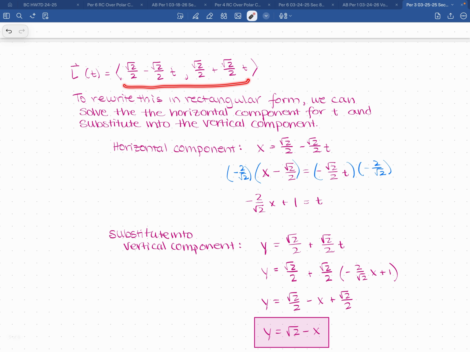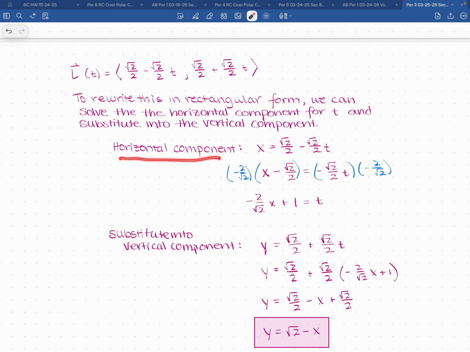Here is that vector parameterization that we just found above. Now, just think of this as a set of parametric equations because that's exactly what it is. We're going to rewrite in rectangular form just like we did when we covered vector parameterizations. We can solve the horizontal component for t and then plug into the vertical component. Or we could do it the other way, but I'm going to do it this way.